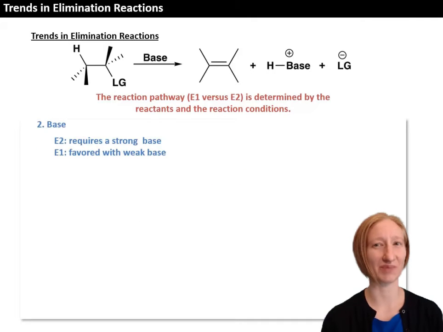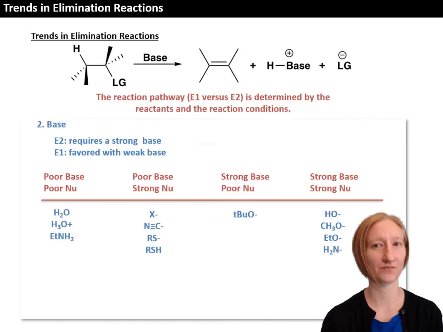Now let's consider the base. Remember that an E1 reaction begins with the base deprotonating the beta hydrogen. But in an E2 reaction, the base doesn't factor into the first reaction step, or the slow step. That means that E2 reactions will require a strong base in order to initiate the reaction by deprotonation. But E1 reactions don't depend on the base, and so with weak bases, E1 reactions will be favored.